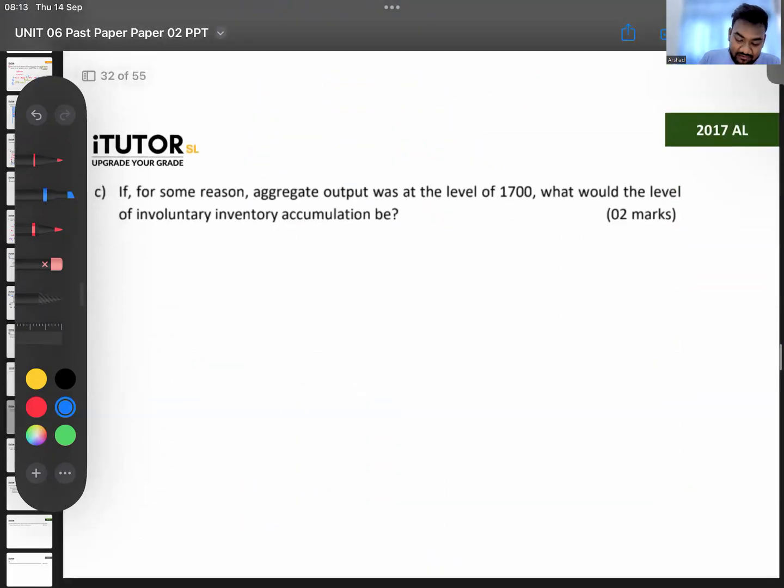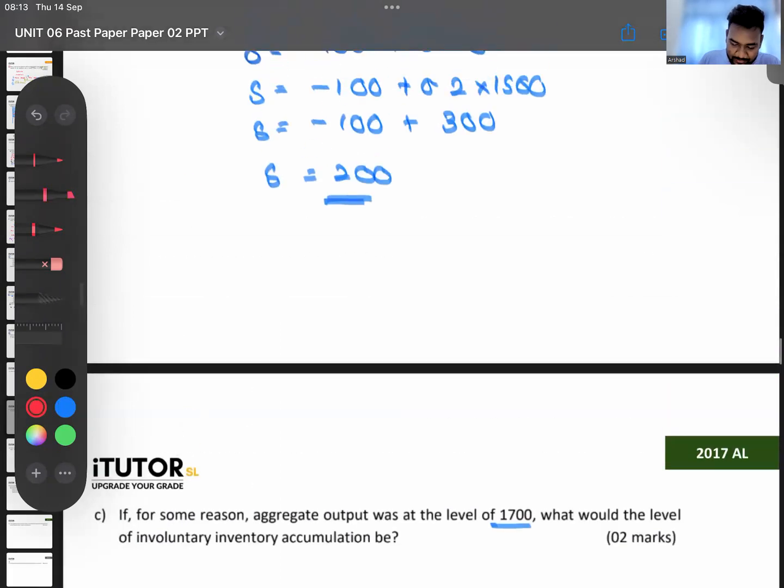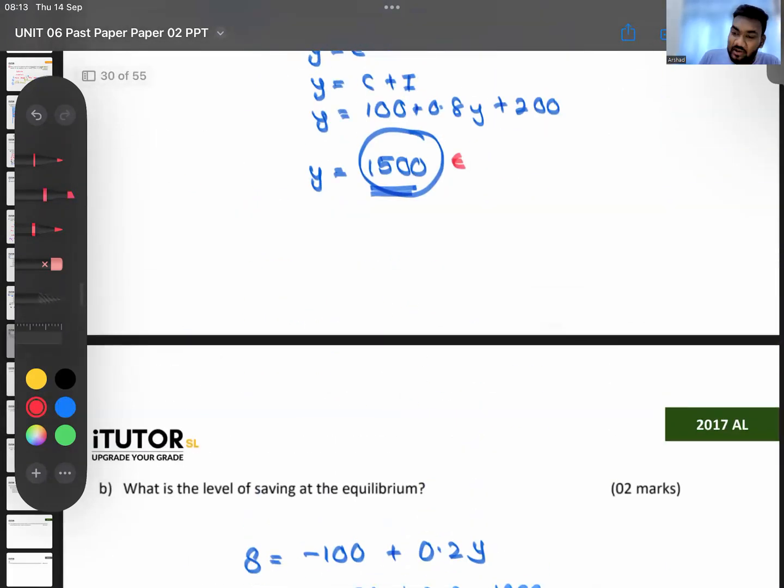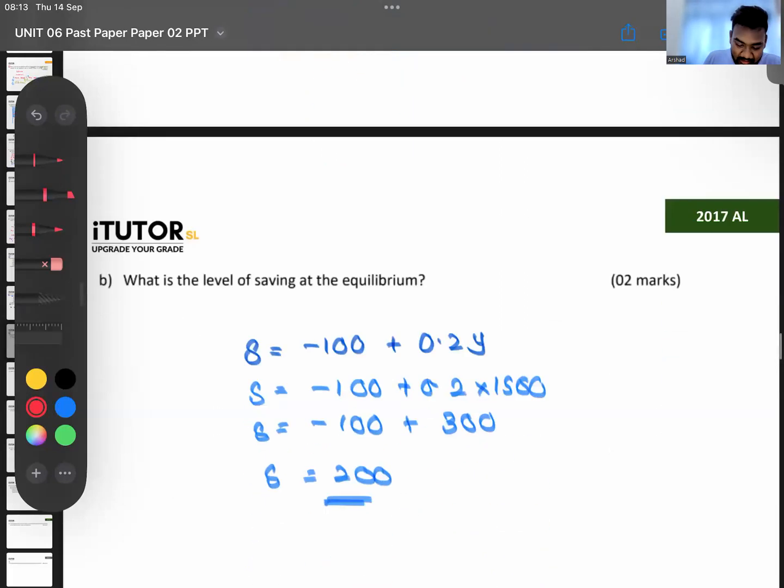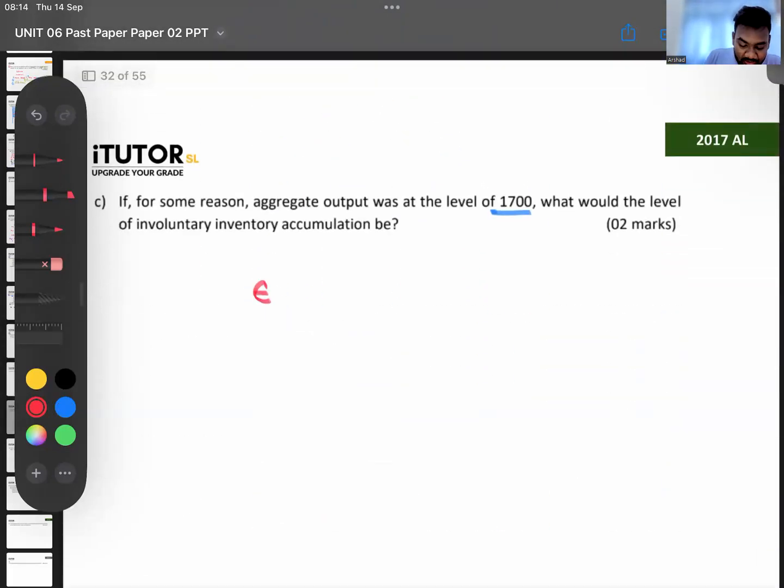Then part C. If for some reason aggregate output was at a level of 1200, what would be the level of inventory accumulation? Remember, this same question was there in a past paper. We did it on Tuesday. You'll remember this. I showed you the output is this much, but this is this much. So see, your equilibrium level of national income, this is also equal to E, no guys. So they are saying now you calculated in part A, people are willing to spend 1000. Okay, but they are saying for some reason the output is 1200. So how much of inventory accumulation do we have? How much excess do we have?